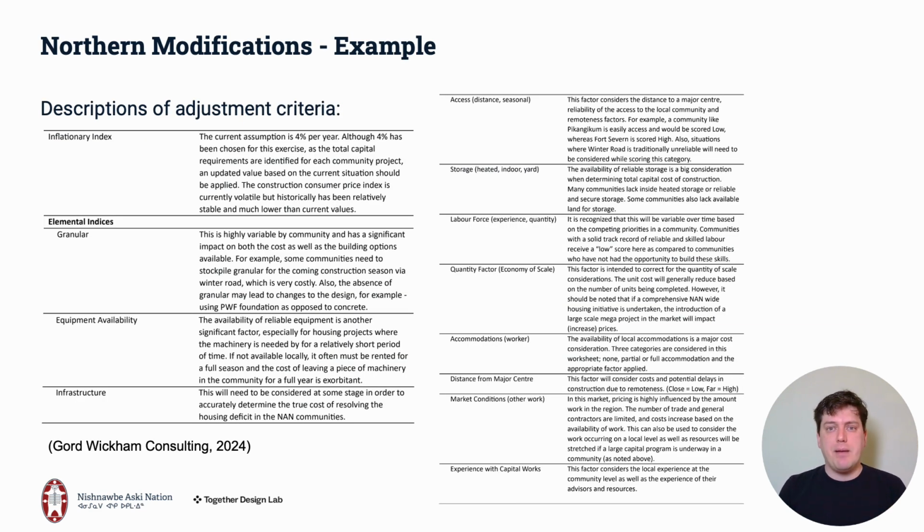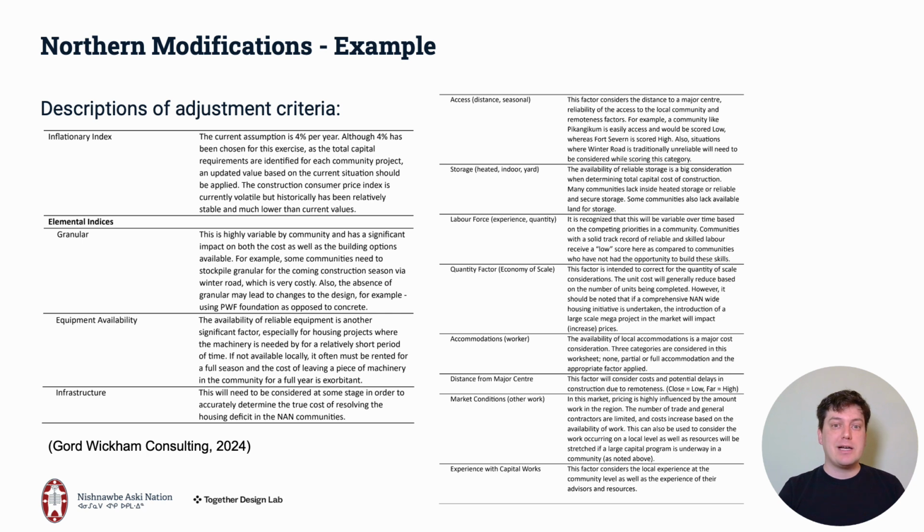And the last example I want to bring forward is maybe something that you could actually use in combination with the other ones. This example is based on cost estimate work that NAN and TDL undertook with Gord Wickham Consulting that identifies a number of factors that will have significant impact on the cost of housing in NAN communities. So this is a kind of guide or way of thinking about cost that is tailored to this context. And these are things that you, in your role as project manager, are going to need to know about your community when you're leading a housing project.